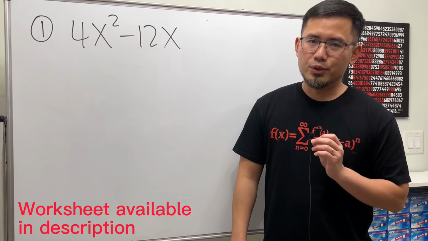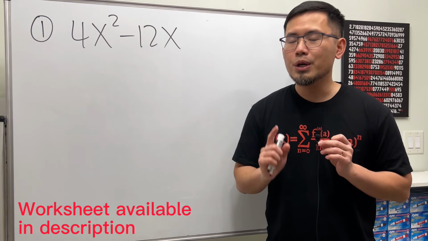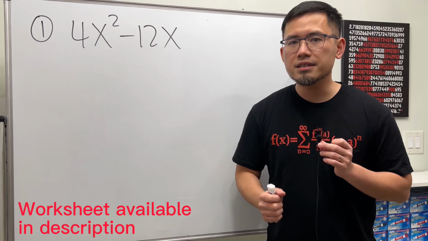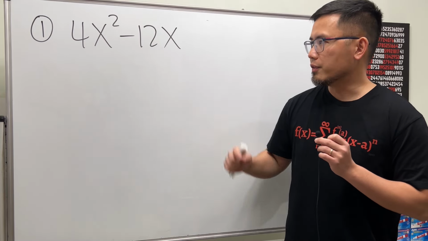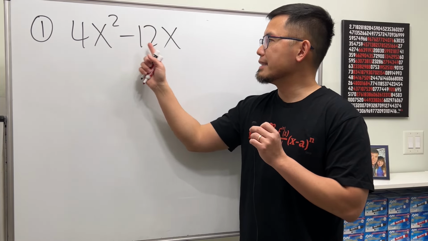So how do we factor polynomials? In this video, I will show you 20 examples on all the techniques and various types of questions that you have to know for your algebra class. For the first one, we have 4x squared minus 12x.